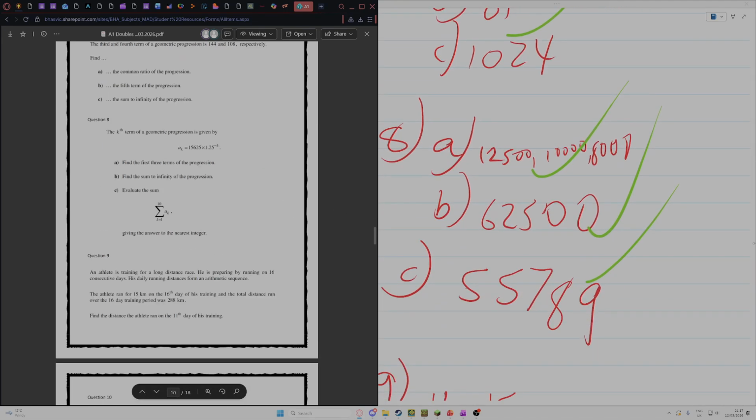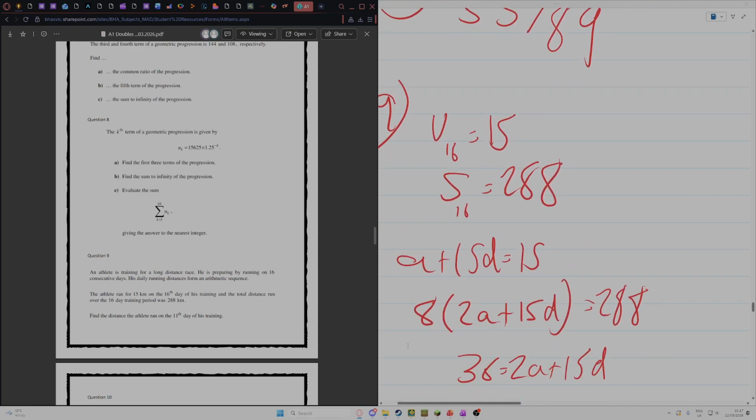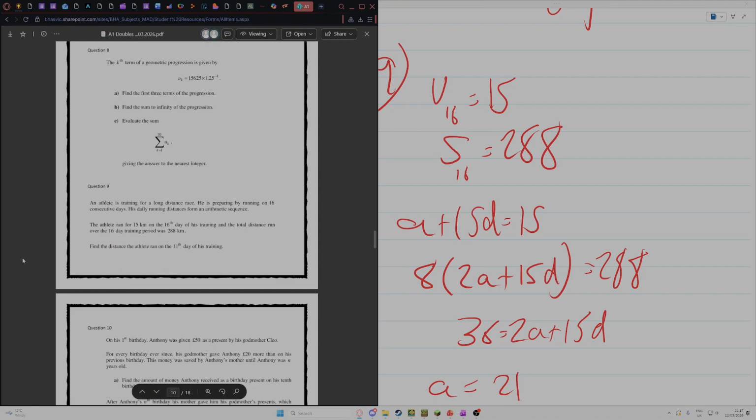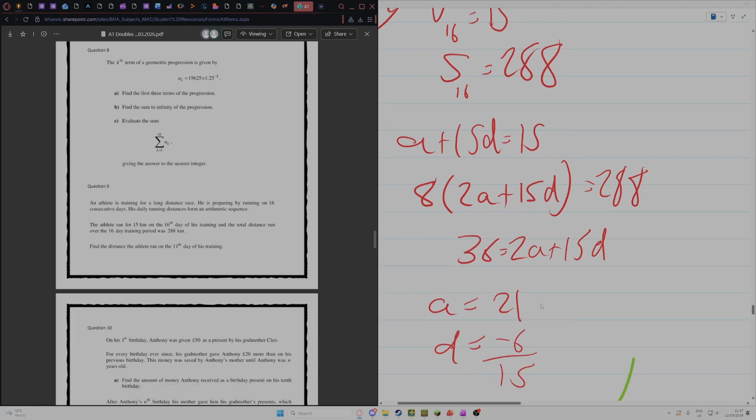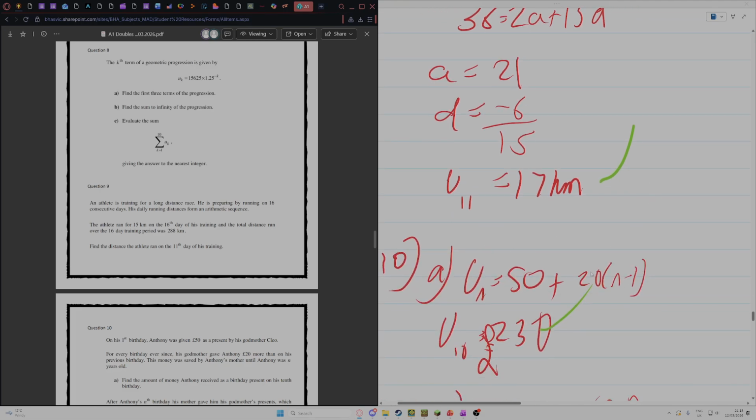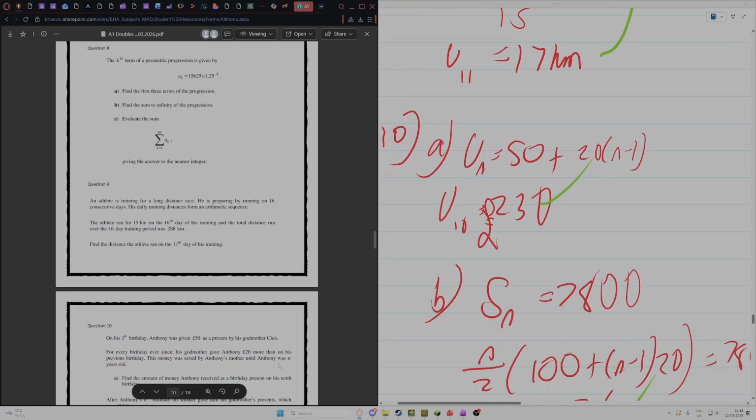Next, find the first three terms, substitution, sum to infinity, substitution, evaluating that sum, it's just S10. Yeah, it's just S10, I don't really know what that's about. It's just in sigma notation. U16 is 15, S16 is 288, solve, blah blah blah. Yeah, cool. And then find U11, yeah, cool.